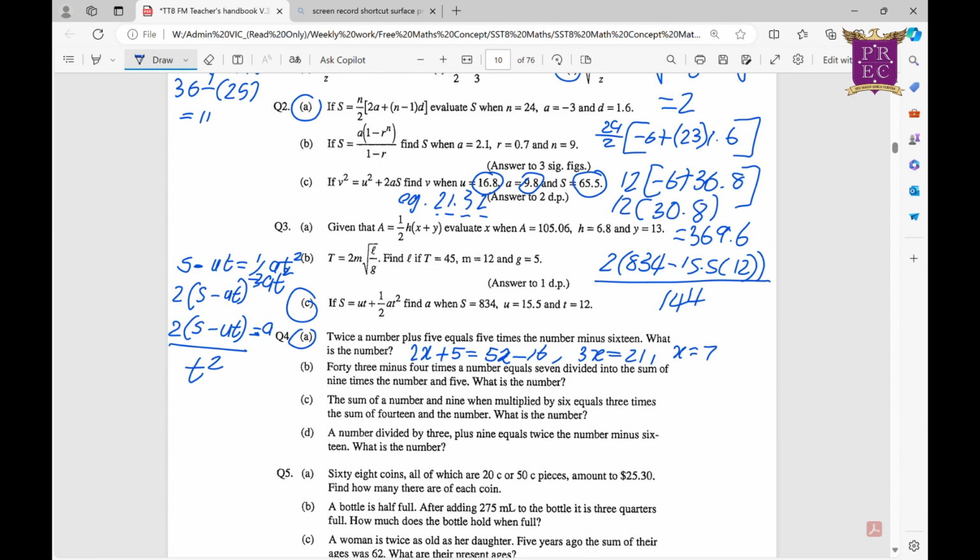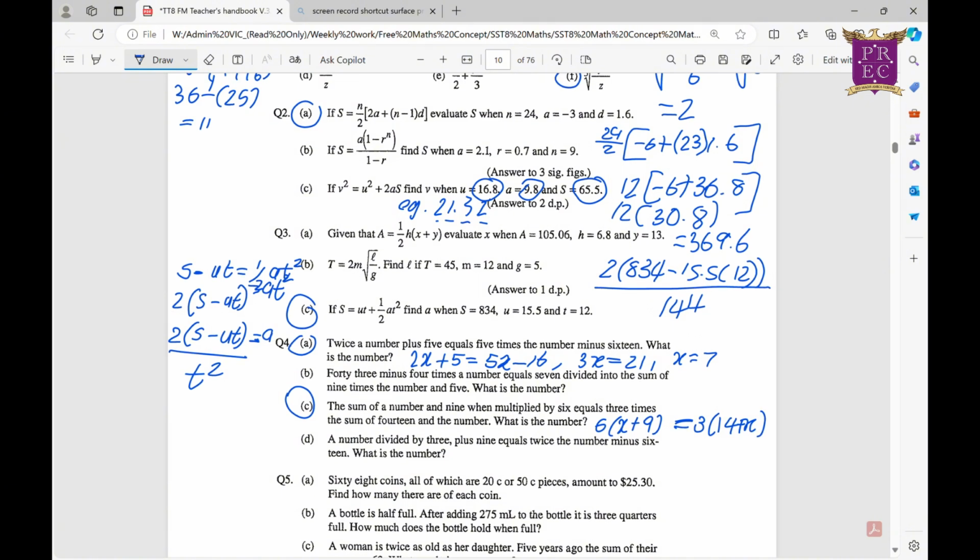Let's try C. The sum of a number and 9 when multiplied by 6. So the sum of a number and 9, x plus 9, when multiplied by 6, we'll put 6 on the other side, is equal to 3 times the sum of 14 and the number, the number being x. Should say 3 times 14 plus x.